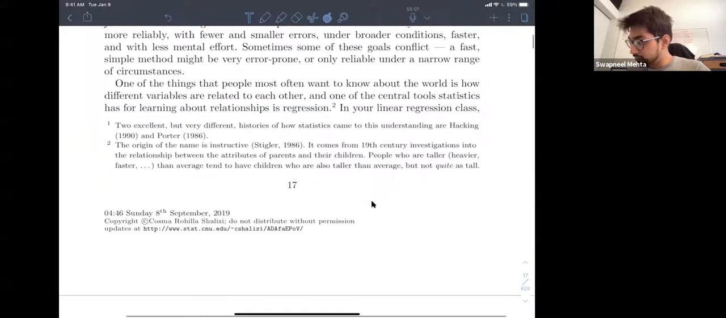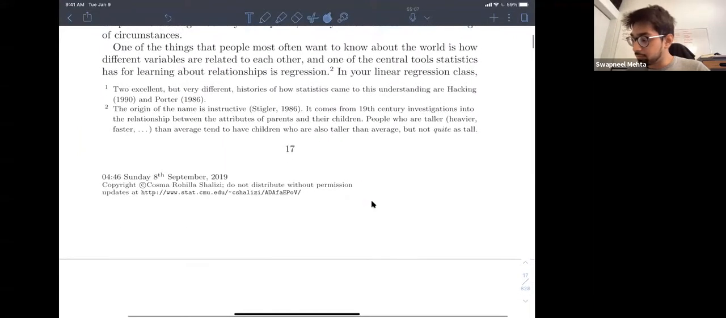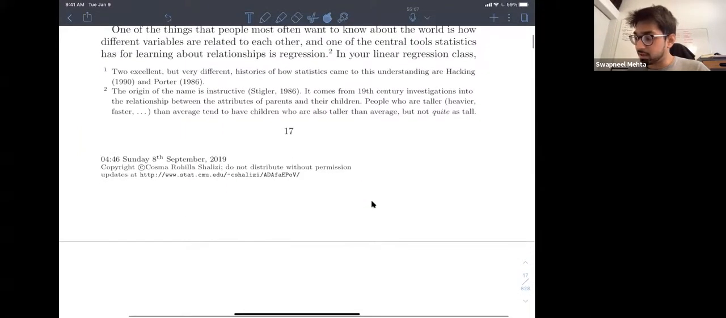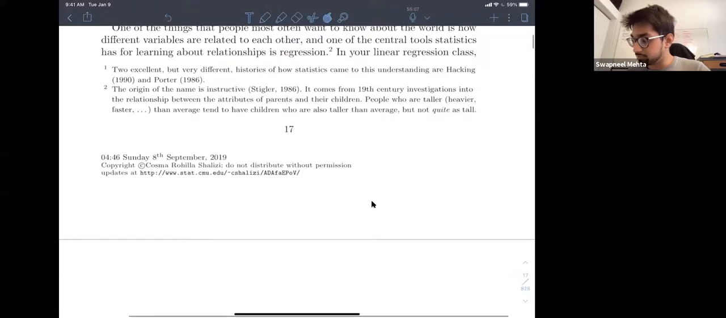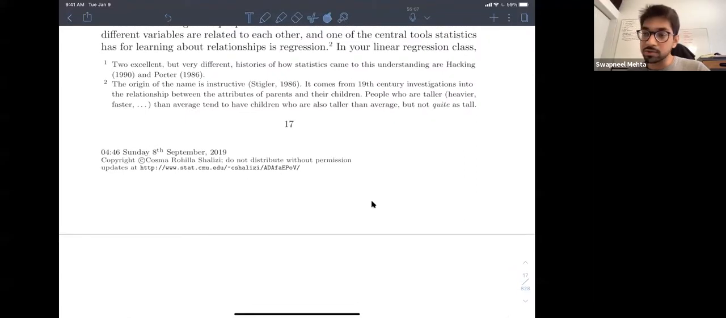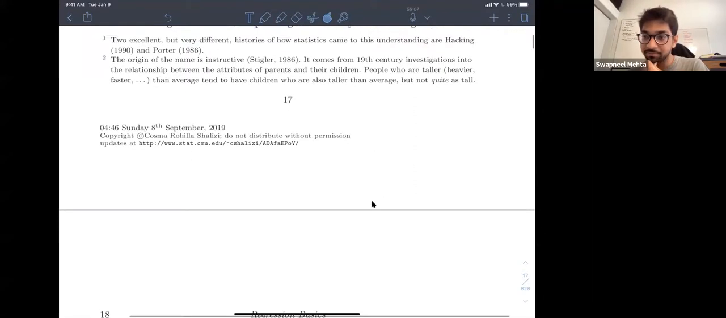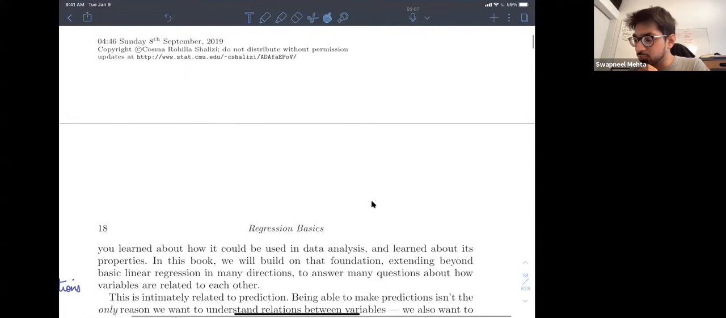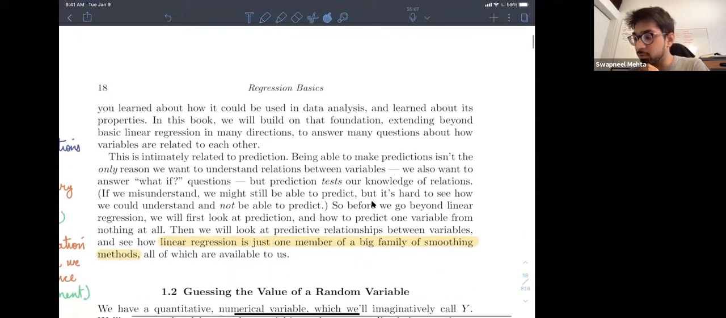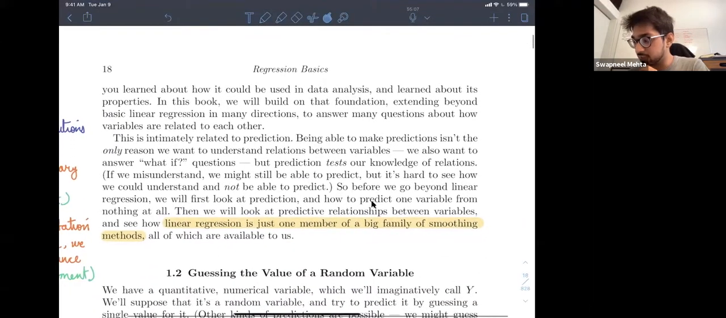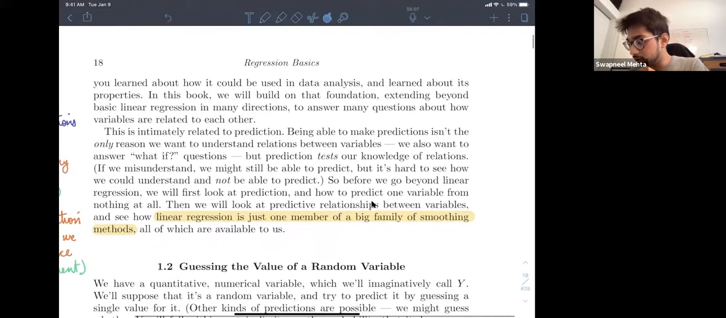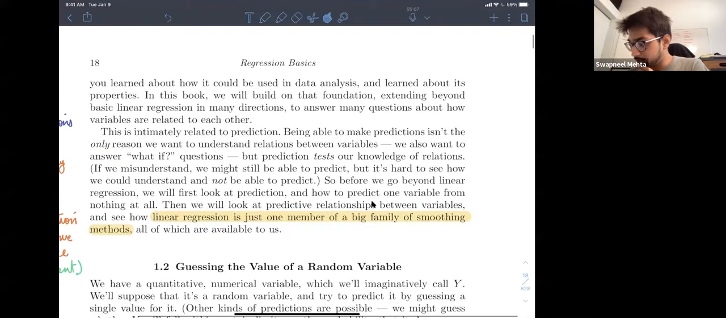One of the things that people want to know about the world when you are given some data is how the different variables relate to each other. And one of the central tools statistics has for learning about these relationships is regression. This textbook assumes a bit about linear regression, but we won't do that. I'll get into the details wherever possible to help you understand what I'm talking about from the ground up.